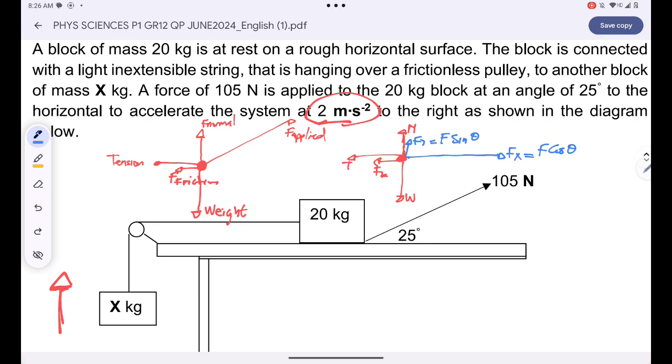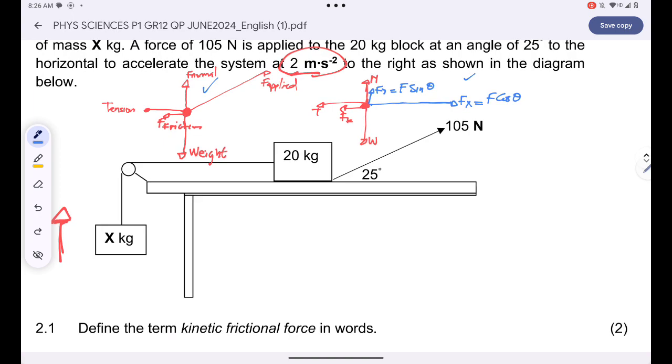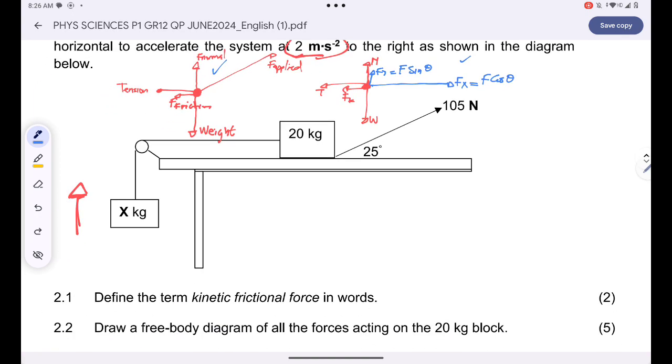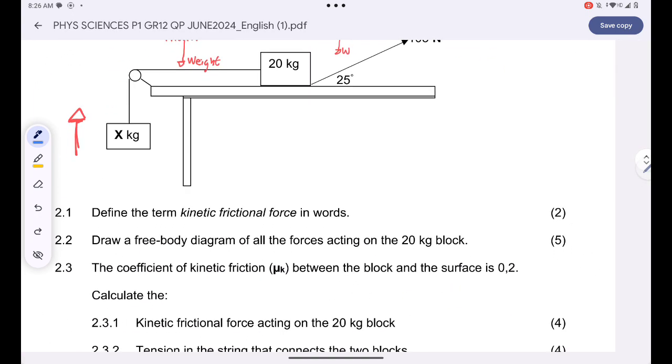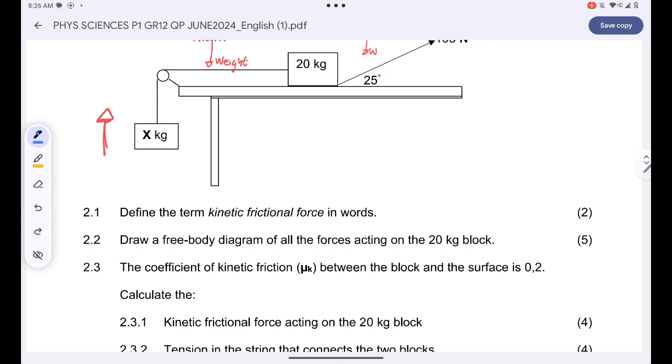So you could have drawn your free body diagram like this or like this. You would have found your full marks. And then now we are being told that the coefficient of kinetic friction between the block and the surface is 0.2. They want us to calculate the magnitude of kinetic friction.